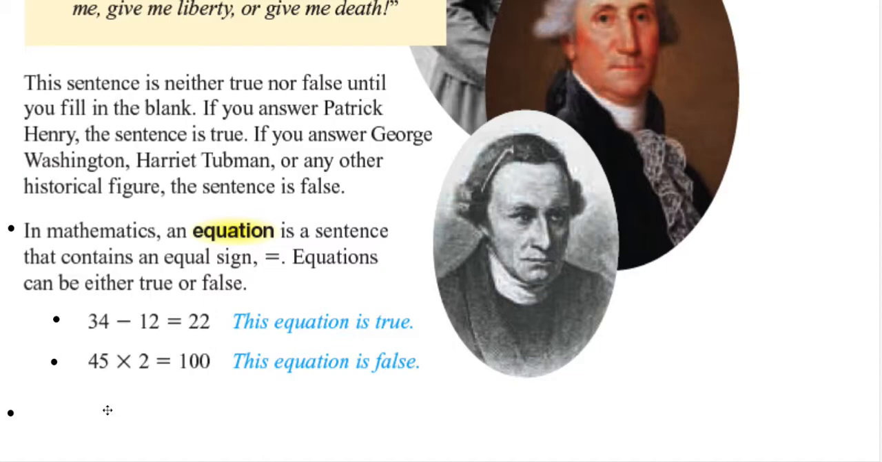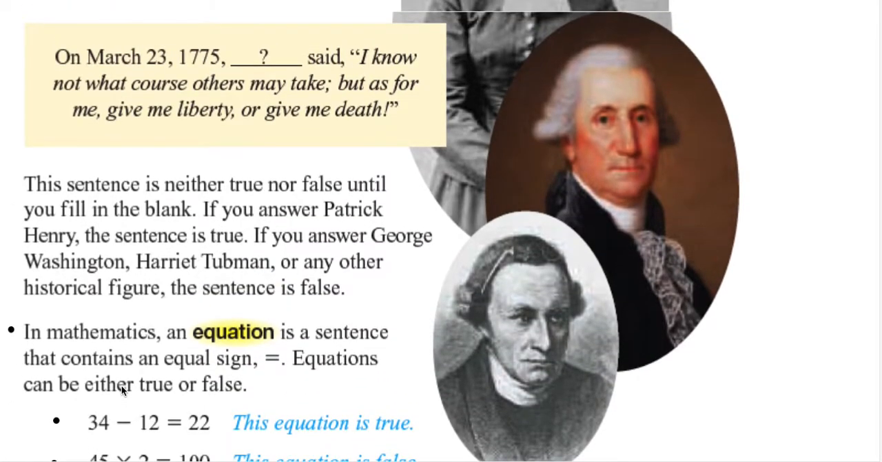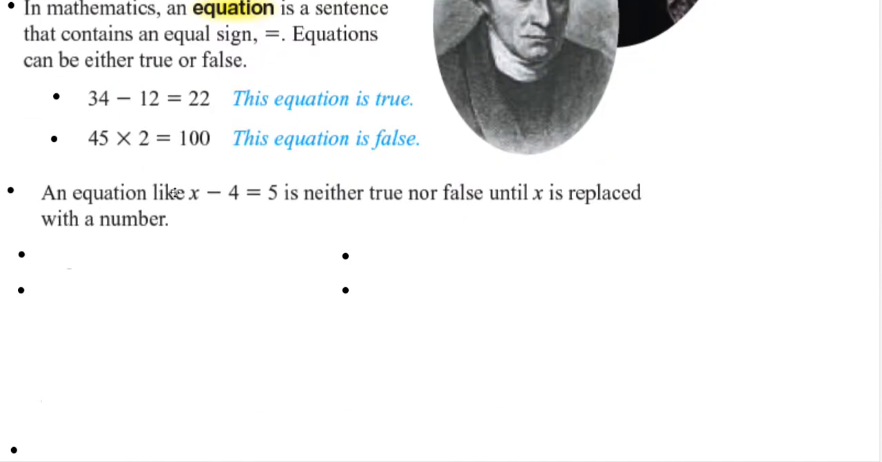Another equation is x minus 4 equals 5, just like what we did here with the question mark. It is neither true nor false until we know what that is. In this equation, x minus 4 equals 5, it is neither true nor false until x is replaced with a number.